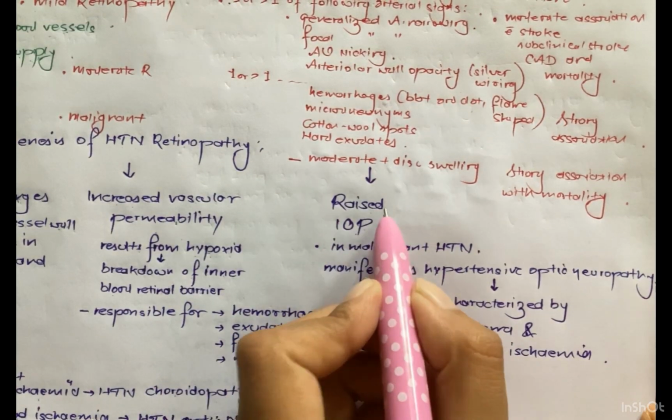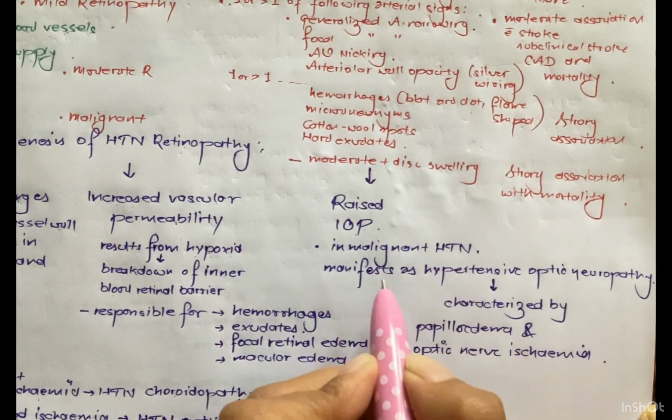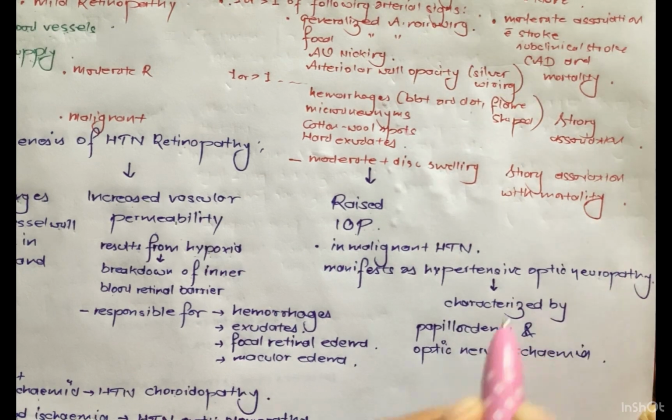And the next factor is raised intraocular pressure. It is mostly seen in the malignant hypertension, and it manifests as hypertensive optic neuropathy, which is characterized by papillary edema and optic nerve ischemia.